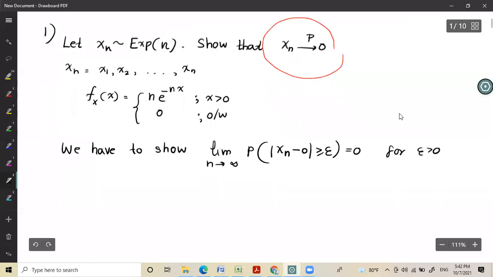The limit as n goes to infinity of the probability of the absolute value of Xn minus 0. Xn is the value in your sequence, and 0 is where it should converge. So the absolute value of Xn minus 0 being greater than or equal to epsilon, that probability should go to 0. Somehow we have to show that our right hand side goes to 0. Okay, we'll try to do that. I'm going to write the left hand side again.